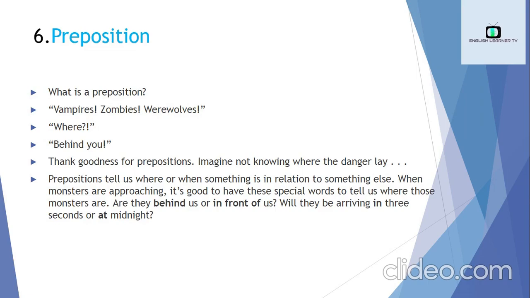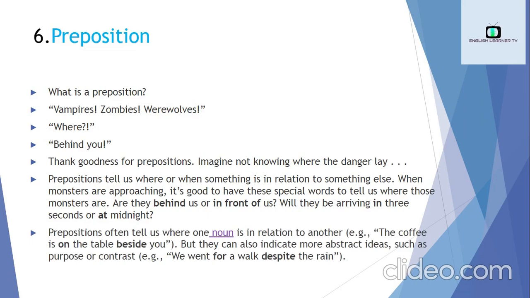When monsters are approaching, it's good to have these special words to tell us where those monsters are. Are they behind us or in front of us? Will they be arriving in 3 seconds or a minute? Prepositions often tell us where one noun is in relation to another, e.g., the coffee is on the table beside you, but they can also indicate more abstract ideas such as purpose or contrast, e.g., we went for a walk despite the rain.